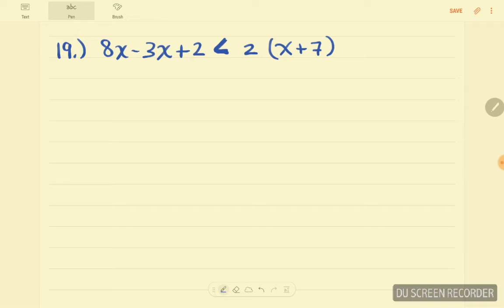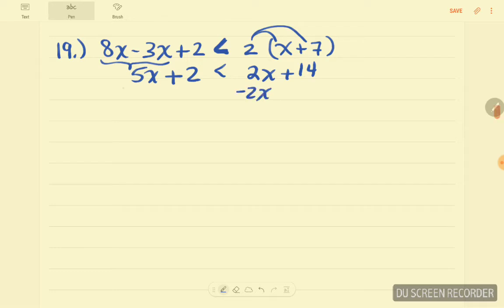And I will do the same steps. I will first distribute the multiplication of 2x here. Simplify anything I can by combining like terms. And on each side of my inequality, I have simplified as far as I can. Now I will set everything equal to 0 by subtracting. I'll subtract 2x from each side.